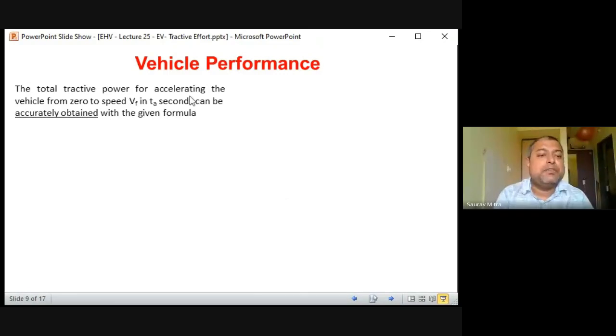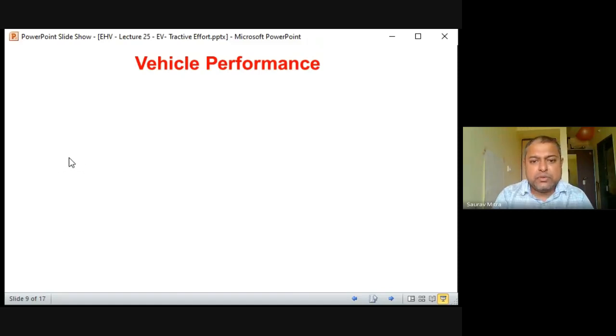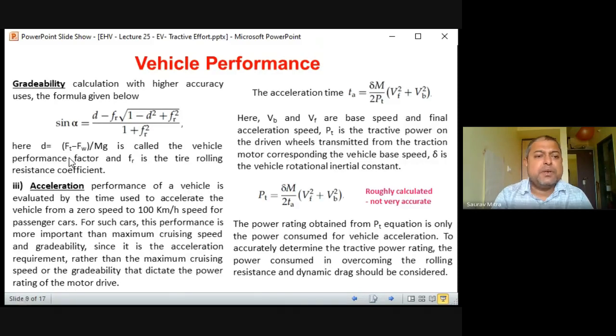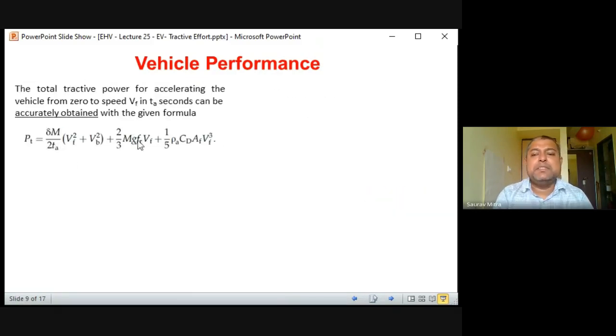And the total tractive power for accelerating the vehicle from Vb to Vf in ta seconds can be accurately obtained with the given formula. Initially we only took this part, delta m by 2ta, Vf square plus Vb square. But this term is the rolling resistance term, and this is the aerodynamic drag. These two terms are actually negative terms: this is capital Fr, this is capital Fw. If you just want the tractive part, how much power we generate to take the vehicle forward, that is this much part.